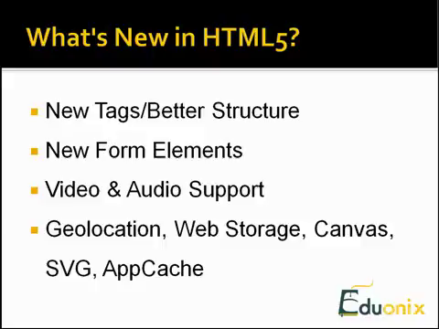We have the geolocation feature, web storage, which pretty much replaces JavaScript cookies, canvas, so we can draw elements, shapes. Same thing with SVG, which is scalable vector graphics. We can actually use HTML5 for animation and graphics. And then we have app cache, which helps with offline web development. Those are some pretty cool features that are pretty advanced, so we're not going to really go into them. We're just going to go over what each one is.